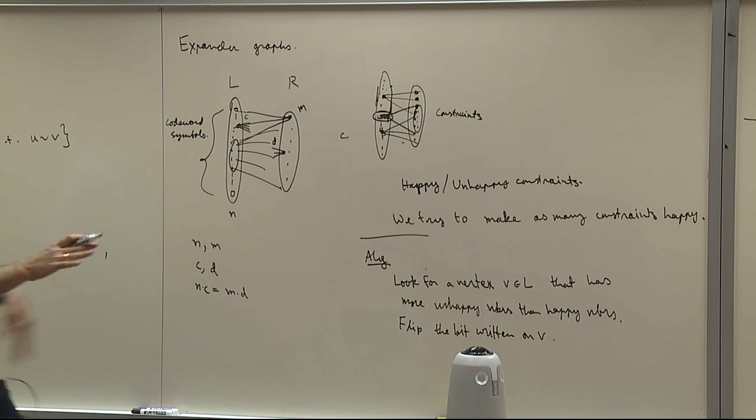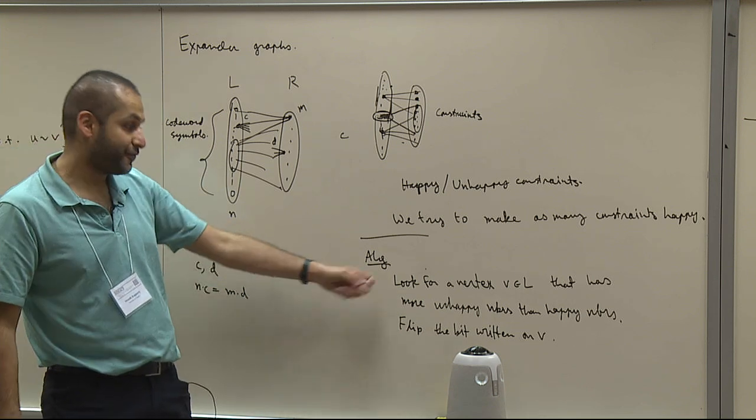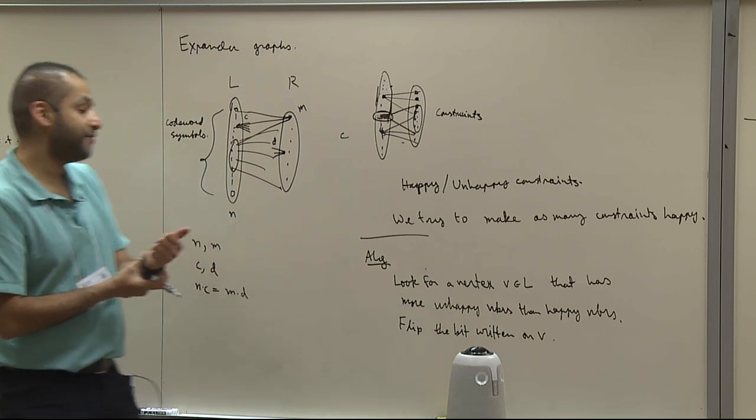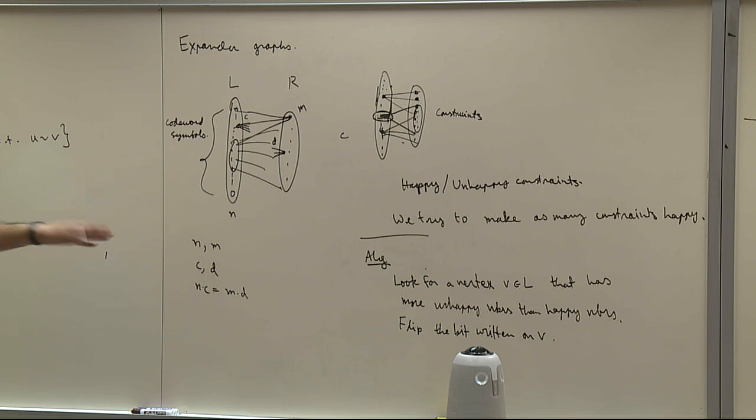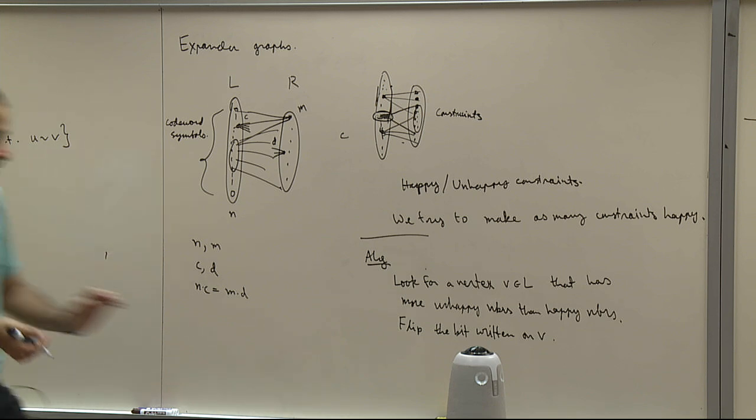So the fact that it works, I need to prove a bunch of things, that you can find such a vertex, and at the end we will, I need to prove some things, but this is the algorithm. It's extremely simple. Questions about the algorithm?